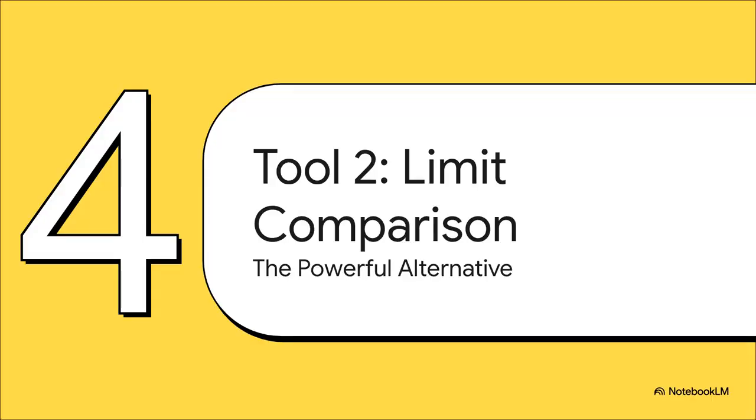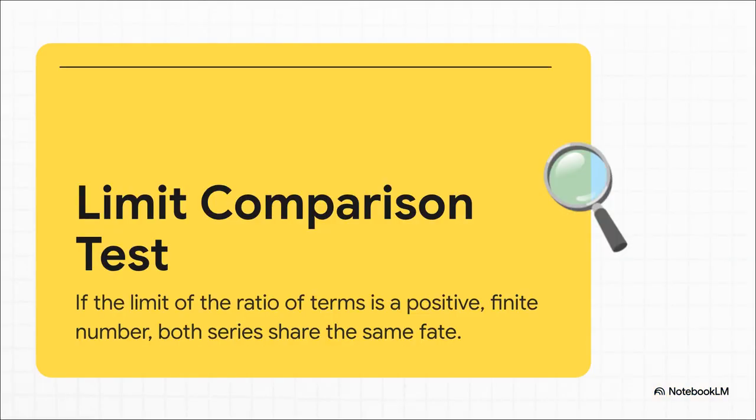Meet our second tool, the limit comparison test. This is the power tool of our little toolkit. It totally gets around that tricky inequality problem by looking at the whole situation in a completely different and usually much easier way. So instead of that tricky term-by-term size comparison, this test looks at the big picture. It's all about their long-term behavior.